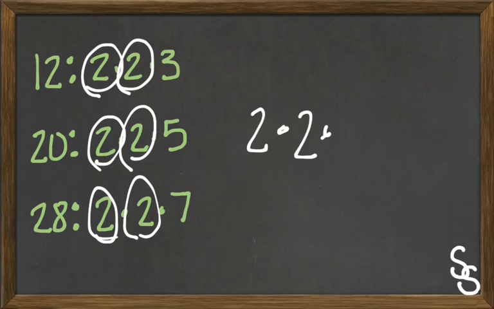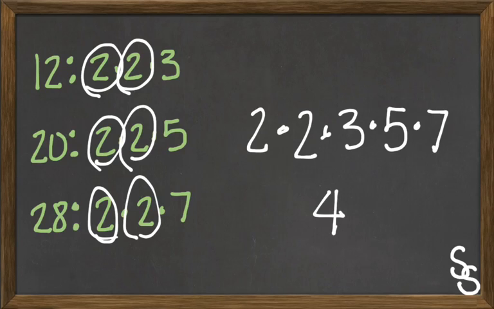Notice that there's nothing else that any of these three numbers has in common, but each of them still has a remaining prime factor. Those then get added to what we'll use to make our least common multiple. Now, the product of these prime numbers will give us the least common multiple. The least common multiple for 12, 20, and 28 is 420.